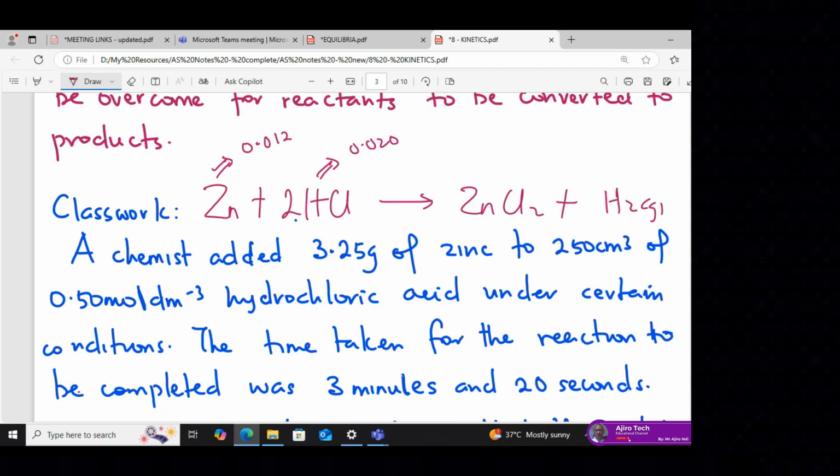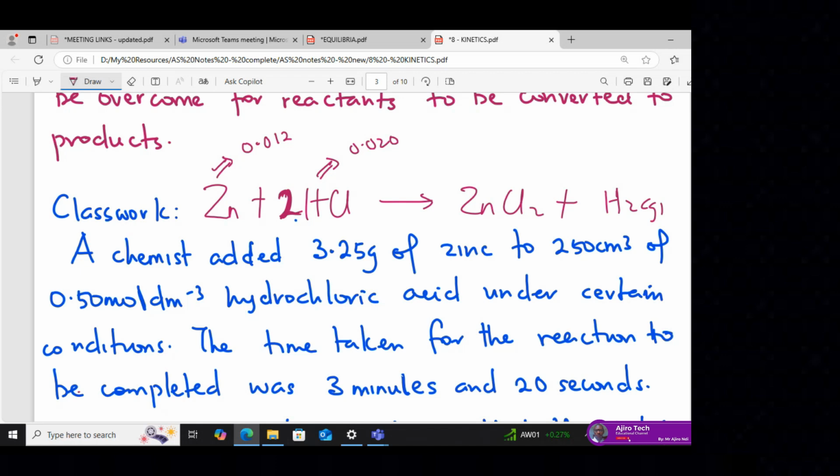The HCl. No, the ratio is 1:2 now. 2 moles of HCl react with 1 mole of zinc. So when HCl is 0.02, zinc should be 0.01. Do you agree? So which one is in excess? Zinc. Are you sure you understand that? Yes, I understand. Good. Acid is 0.02, zinc should be 0.01 because of the 1:2 ratio. For zinc to be 0.012 means zinc is in excess.